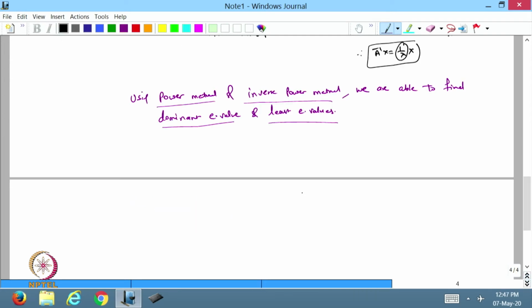Now, suppose I have a matrix A n cross n, and suppose its eigenvalues are given like this. This is the range of the eigenvalues. So, let us say that we have eigenvalues: this is lambda 1, this is lambda 2, lambda 3, lambda 4, maybe I can choose this one.